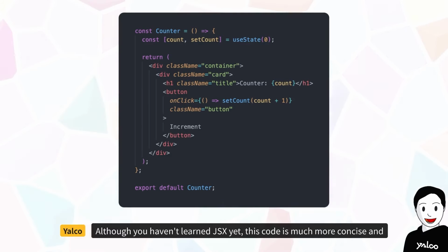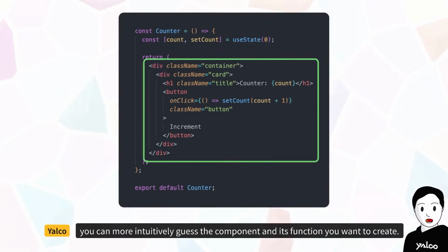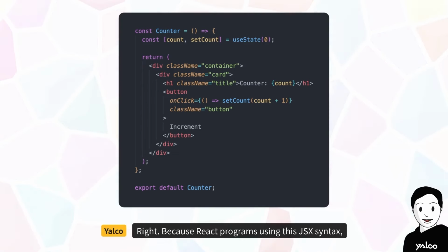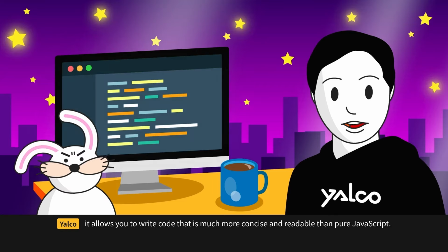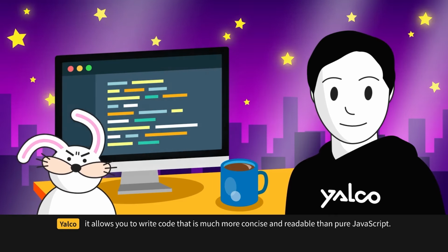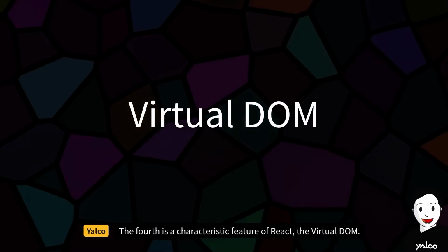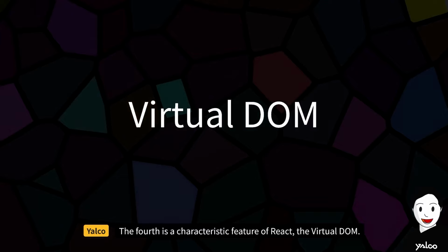Although you haven't learned JSX yet, this code is much more concise, and you can more intuitively guess the component and its function you want to create. It feels like a mix of JavaScript and HTML, doesn't it? Right? Because React programs using this JSX syntax, it allows you to write code that is much more concise and readable than pure JavaScript. The fourth is a characteristic feature of React, the virtual DOM.